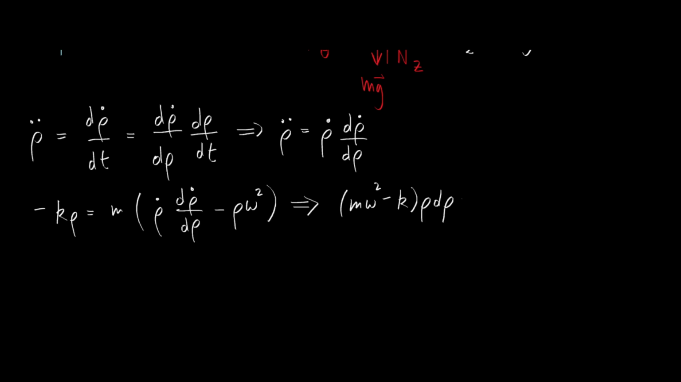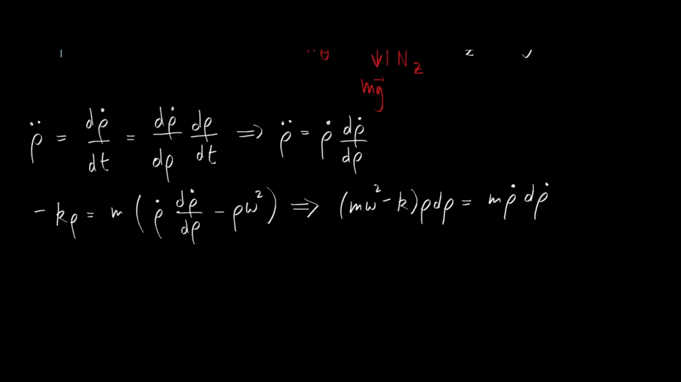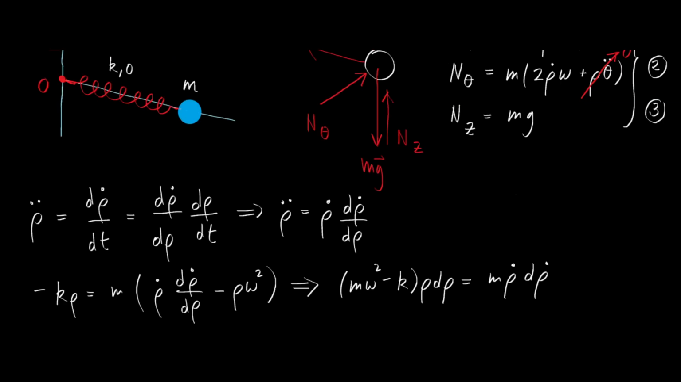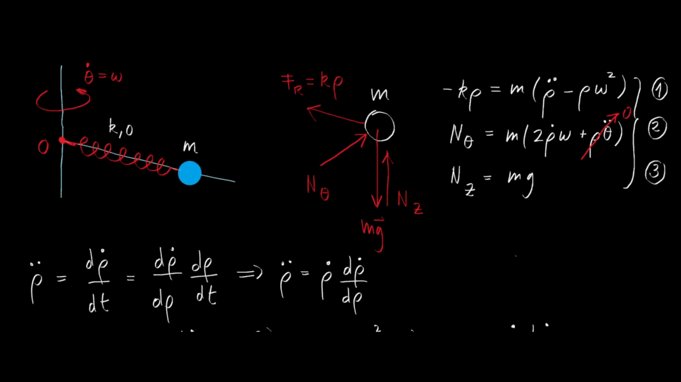Rho d rho, like that. Okay, so we can integrate this equation. Worth mentioning, I forgot to mention, but it's important: we will assume that in the initial condition of this system, the mass m is at the point O, and an initial velocity is given to the mass m.